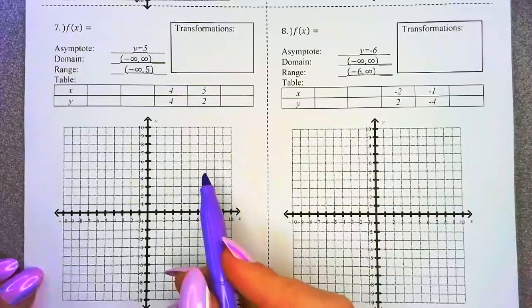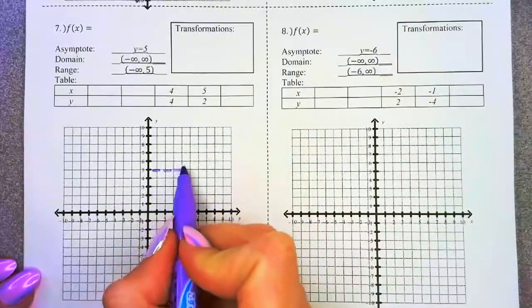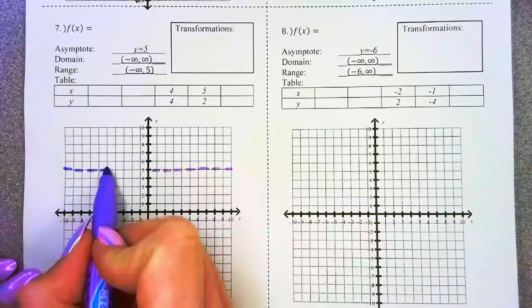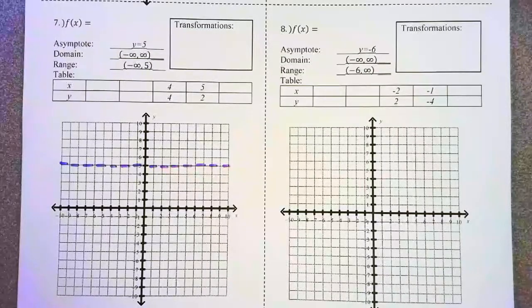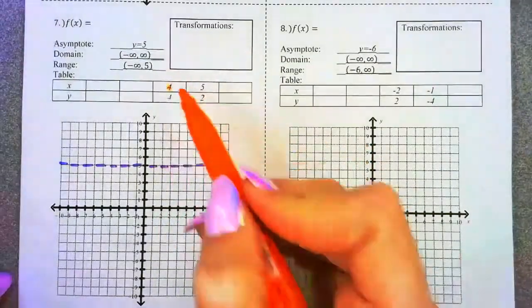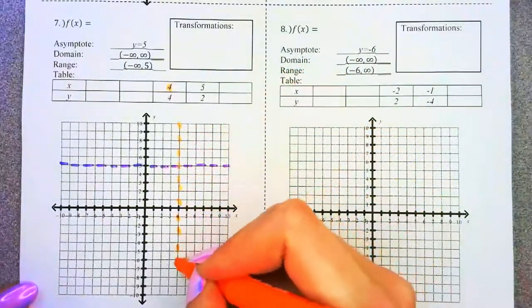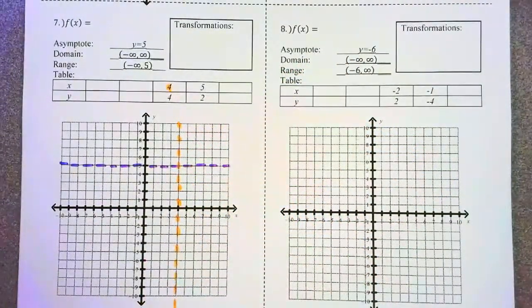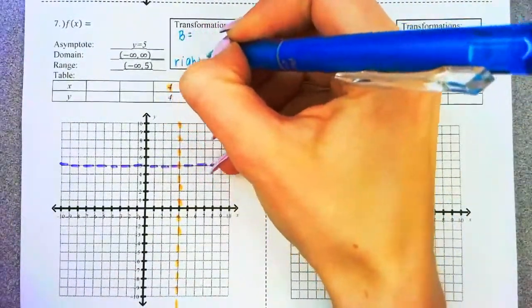For the last two examples, I'm asking you to come up with the equation from these details. My asymptote's already indicated for y equals 5, so I could draw in a horizontal asymptote at y equals 5. The middle x value in my table is 4. That tells me my vertical line will be at x equals 4. This information tells me that my graph was moved right 4 and up 5.